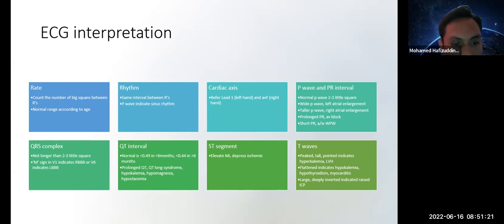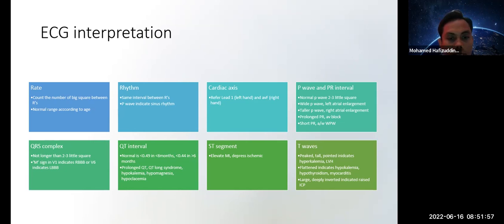Next is QT interval, in which the normal is less than 0.49 second in 6 months and below, and less than 0.44 in 6 months above. The abnormalities that we can see include prolonged QT, including in long QT syndrome, hypokalemia, hypomagnesemia, and hypocalcemia.